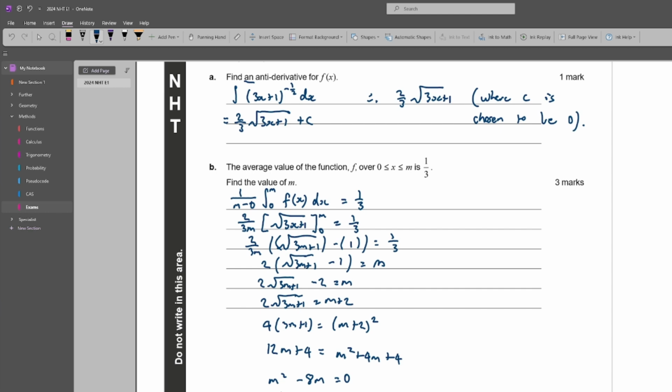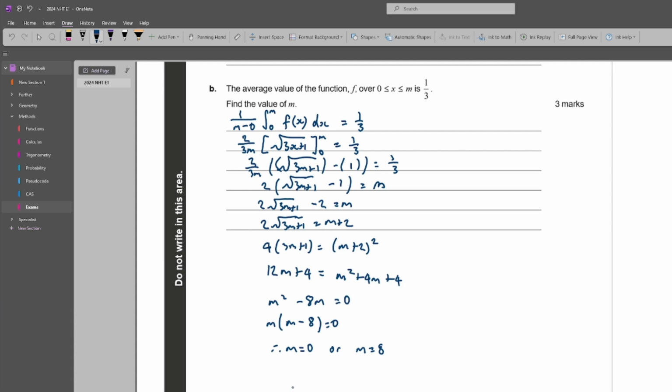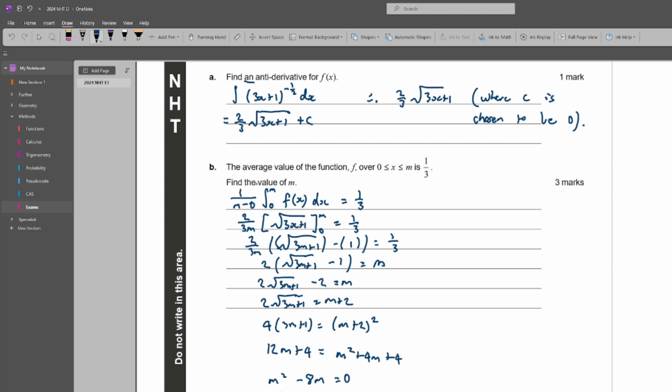Okay, so 8 seems fine, but 0 does not, because this is the average value of the function is 1/3 when we integrate from 0 to m. If m is 0, then there kind of isn't a function, it's just a single point. An average value of the function, well, the function as a set of ordered pairs kind of implies that it's more than one point, so I believe we'd get rid of this. We'd reject this m equals 0 solution. We'd say m is greater than 0, therefore m equals 8 is our answer. It does say find the value of m.